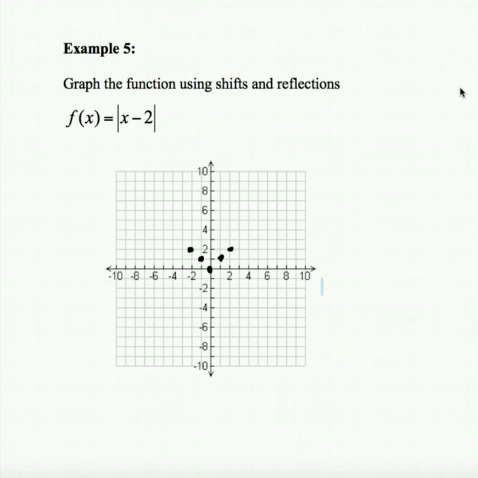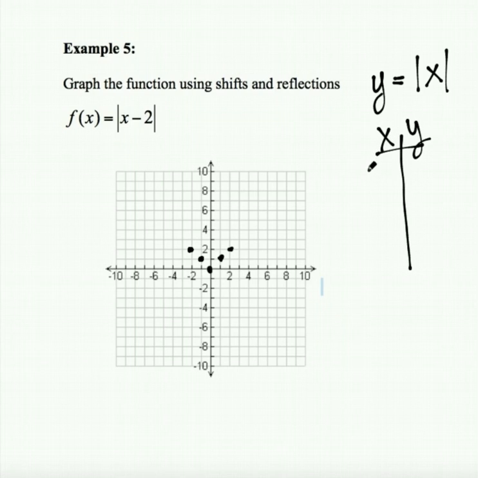In example 5, I'm going to graph the function using shifts and reflections again, but this time I'm dealing with an absolute value function. So I've already plotted 5 points that represent a basic absolute value function, y equals the absolute value of x. So I plotted those points. And over here, I'm going to make the table of those values.